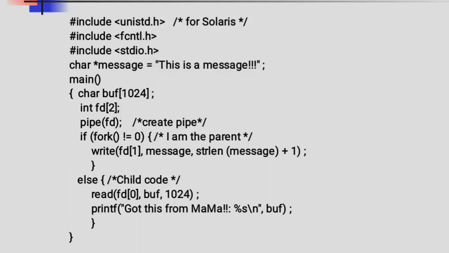In Unix, when a parent process creates a child, the child inherits all open file descriptors from the parent process.